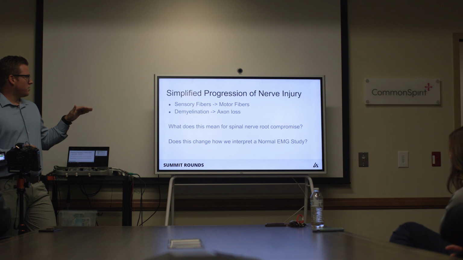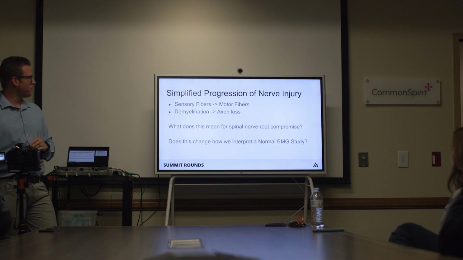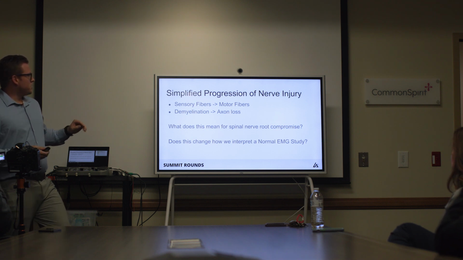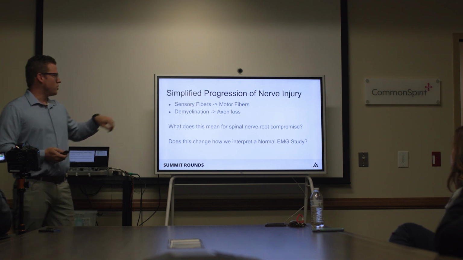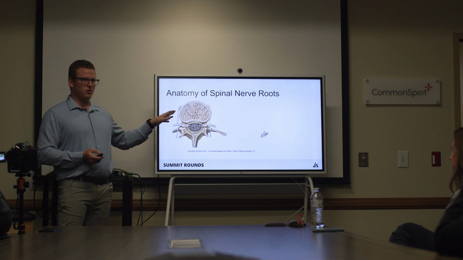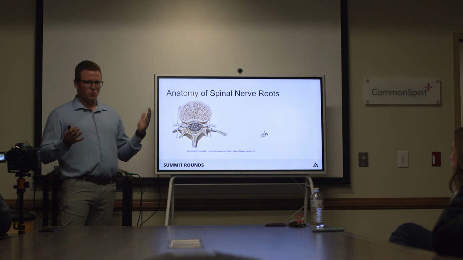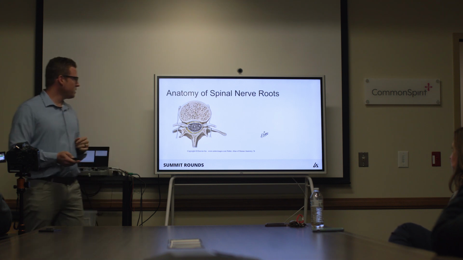And then generally, first you get demyelination occurring at the nerve, and then as that advances, you'll start to get axon loss in the nerve. So if sensory fibers are generally affected first, and we can't assess sensory fibers in a radiculopathy, a mild radiculopathy would not be present on an EMG.